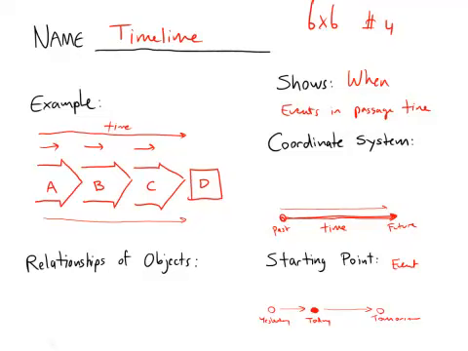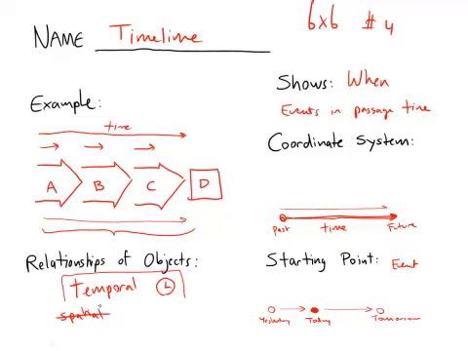And of course, the relationship of objects within a timeline is, to be fancy about it, the temporal relationship. Now we might remember that in some of our previous drawings we had a focus on a spatial relationship. In this case, we're not worried about where things are in space. We're worried about where things are in relation to each other in time.